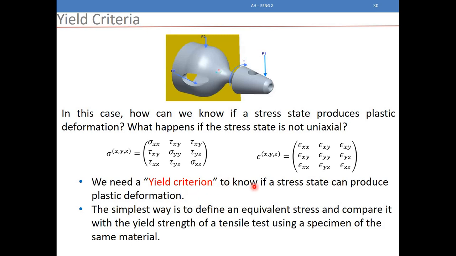So I need to define what we call a yield criterion, to know if the stress state can produce plastic deformation. I need a criterion that will allow me to know, given the stress state at any point, whether I will have plastic deformation at this point or not. So how do we do that? That's what we study in this chapter.